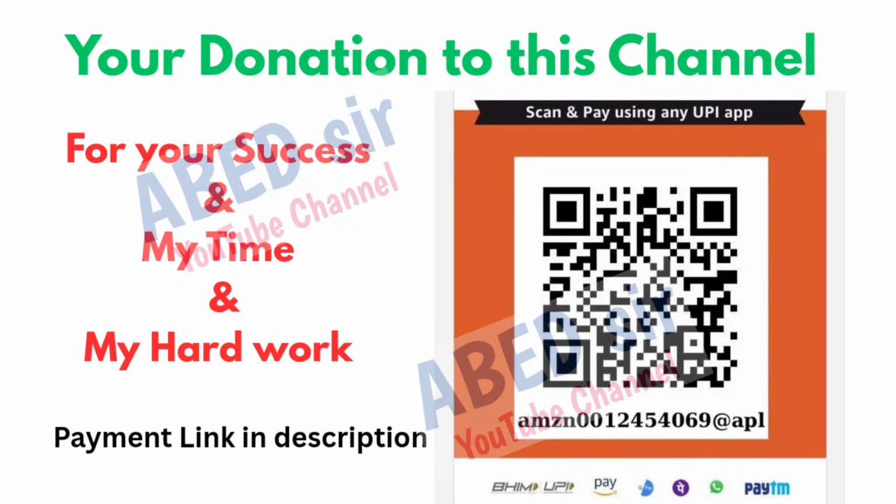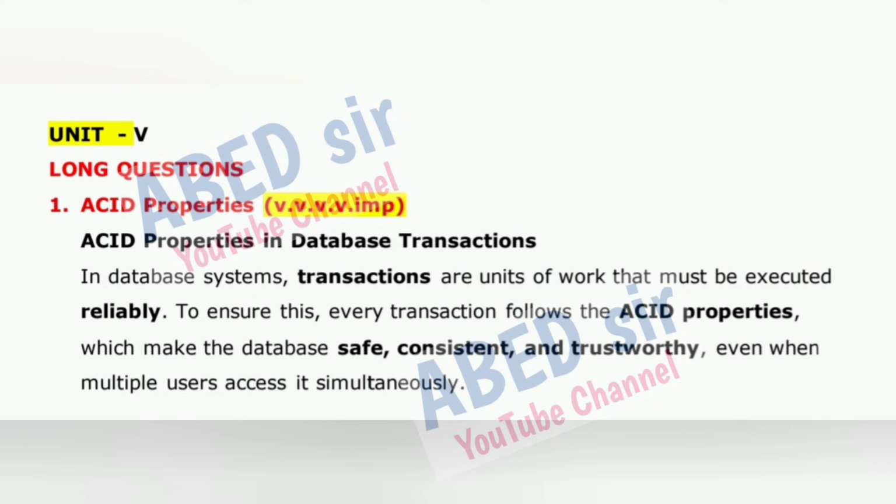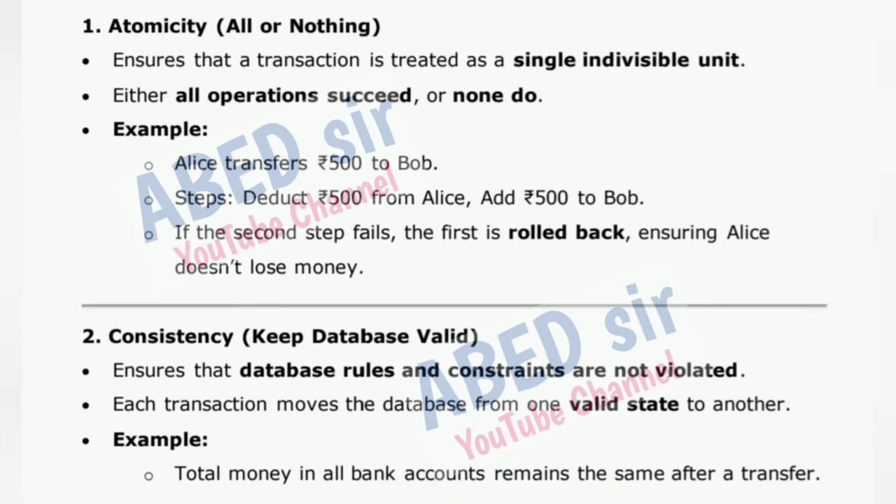Next, Unit 5. Long questions. First important long question is 1. ACID properties in database transactions. In database systems, transactions are units of work that must be executed reliably. To ensure this, every transaction follows the ACID properties, which make the database safe, consistent, and trustworthy, even when multiple users access it simultaneously. 1.